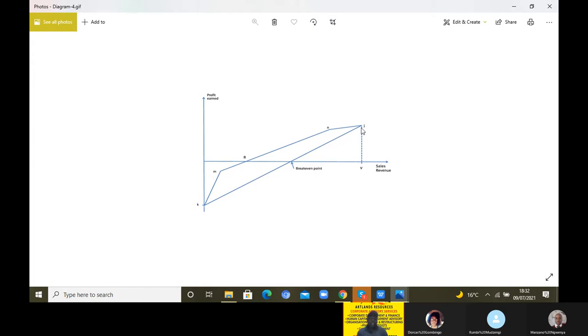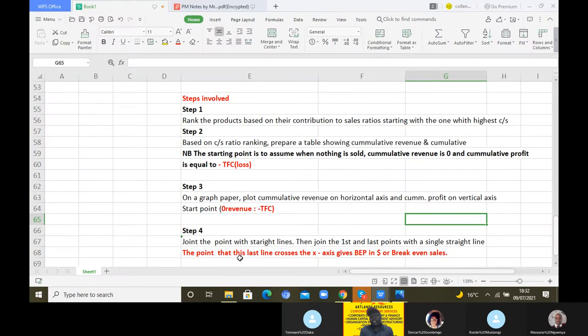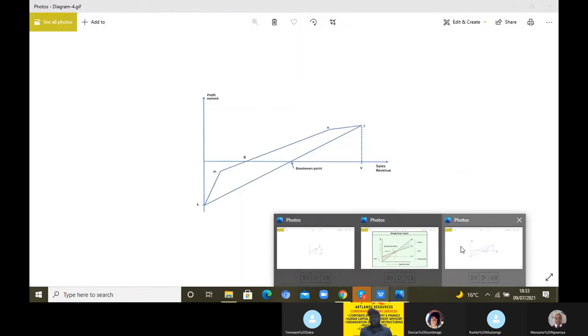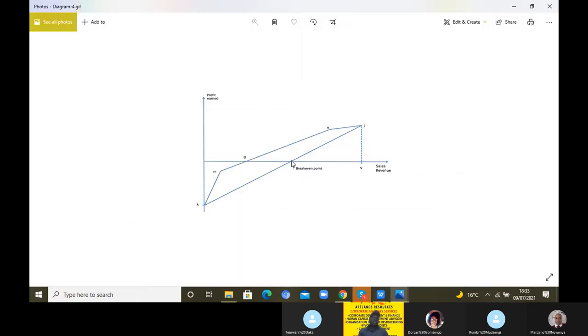And on step number four, I then said, join the last and the first point with a single straight line, like this. This is the last and the first point with a single straight line. Notice on step number four, I said the point that this last line crosses the x-axis gives the break-even point in dollars. So you can see here that when this last line crosses the x-axis here, that's where your break-even point is in sales revenue.